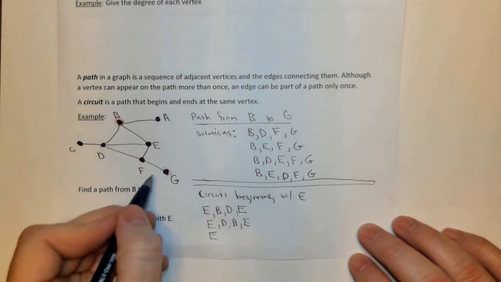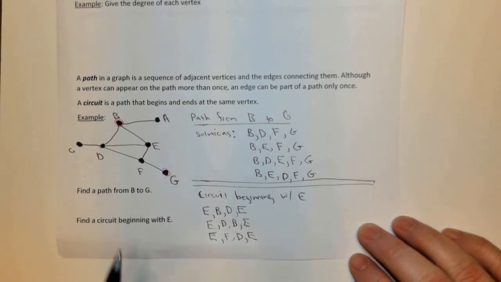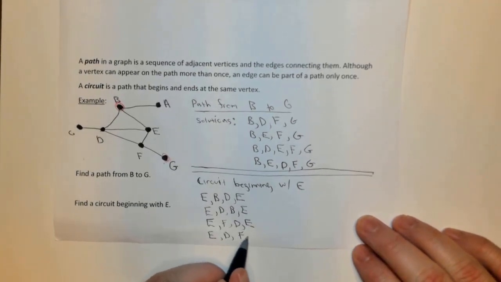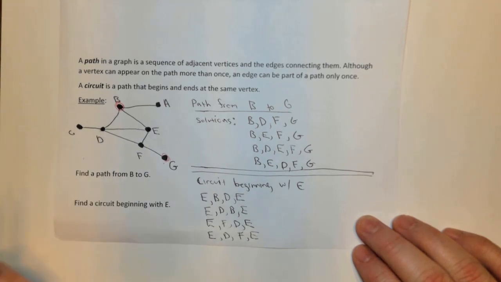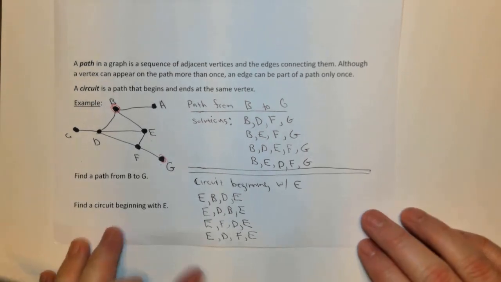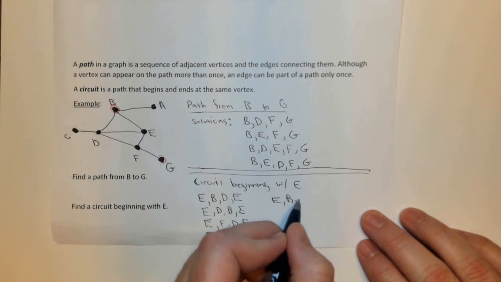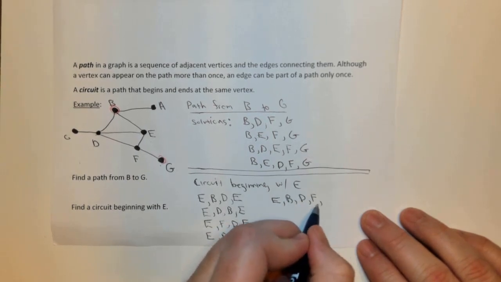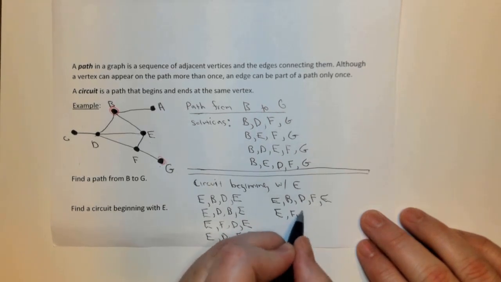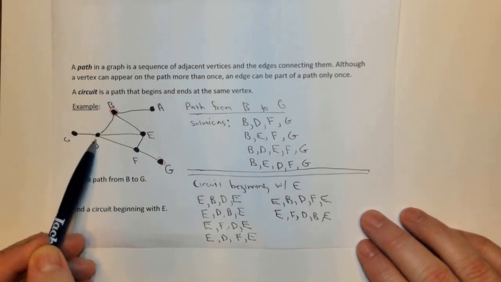E, F, D, E. I could have gone E, D, F, E. I could also have gone around the large diamond here. E, B, D, F, E, and I could have gone the opposite way. E, F, D, B, E.